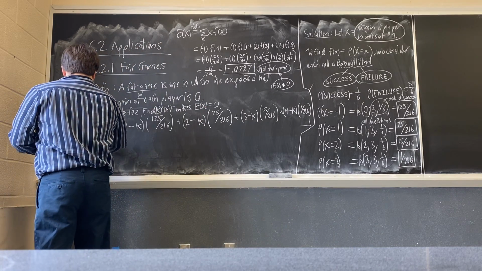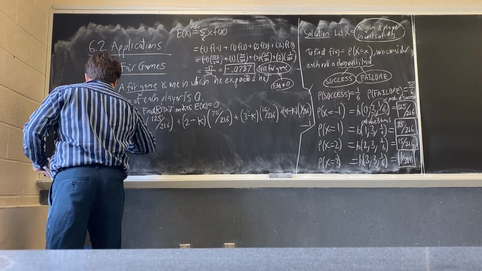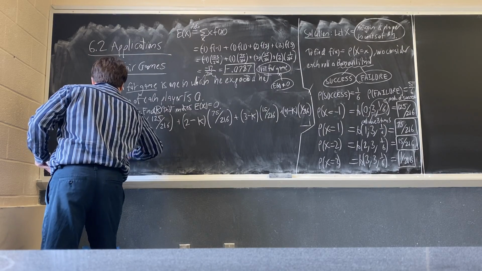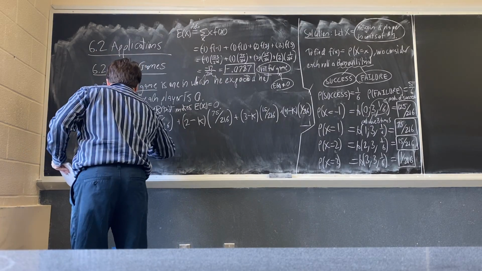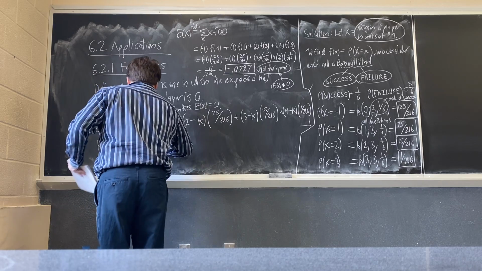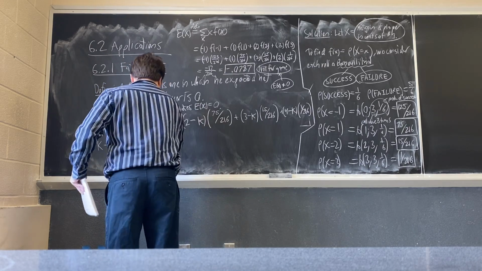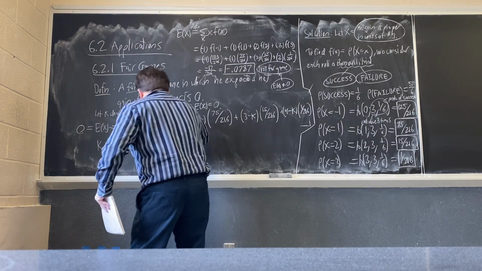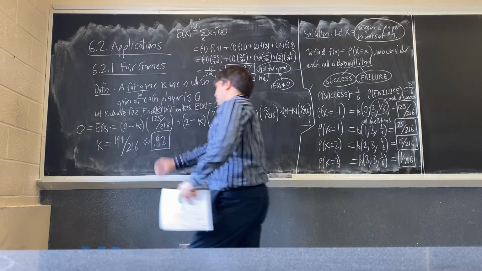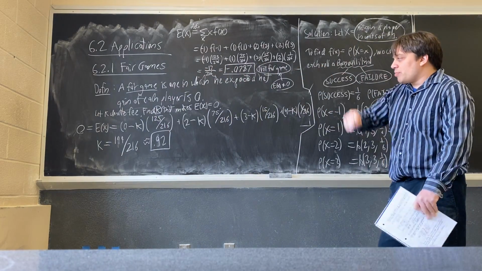And what you find is that K is equal to 199 over 216. And that's approximately 0.92. So K is approximately 0.92.